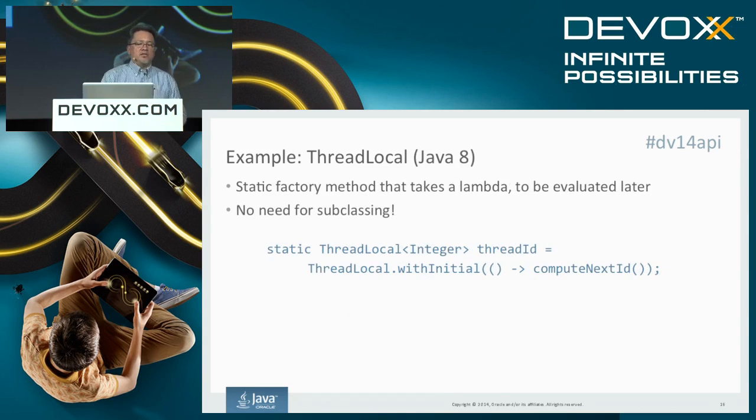All right, how do we do this in Java 8? It's much simpler. You have a static factory that takes a lambda. ThreadLocal.withInitial, we say, okay, just pass in this little bit of behavior that gets called at the first get. So you can tell there's no need for subclassing or overriding or anything like that.